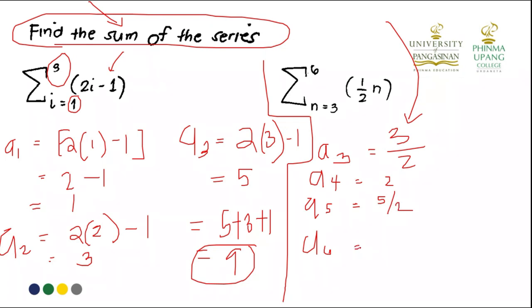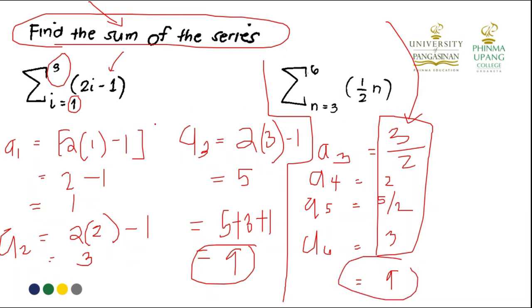How about a sub 6? Lastly, what is your a sub 6? Sir, 3 po. It's 3. Now, can you please get the sum of this one? What is the sum? The sum is 9. Thank you so much.